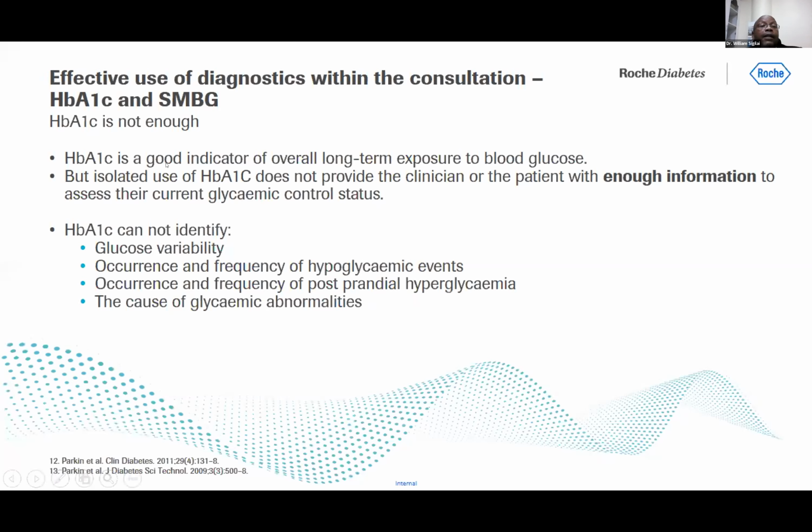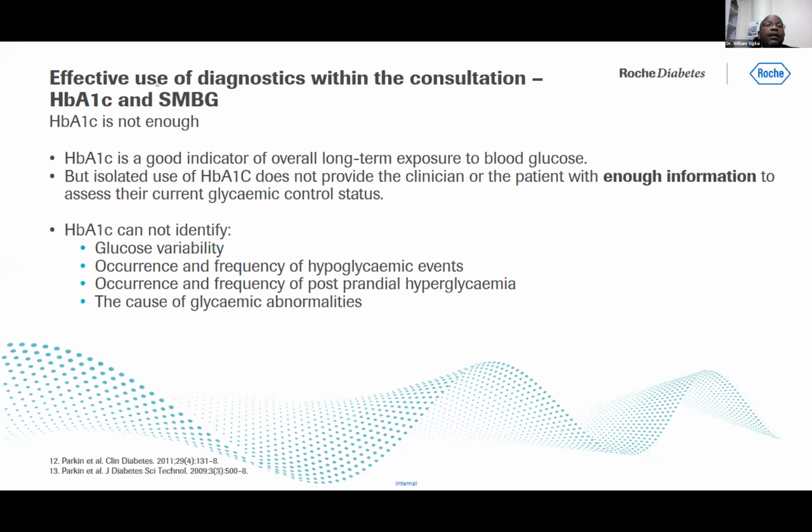So whereas A1C is a good indicator of overall long-term exposure to blood sugar control, isolated use does not provide the clinician or the patient with enough information to assess the current glycemic control status. I think I have clarified that point. It is just a summary of what the patient has experienced over the last 3 months, and doesn't tell you what was happening in between. It does not tell you what happened in the last 24 hours and so forth.